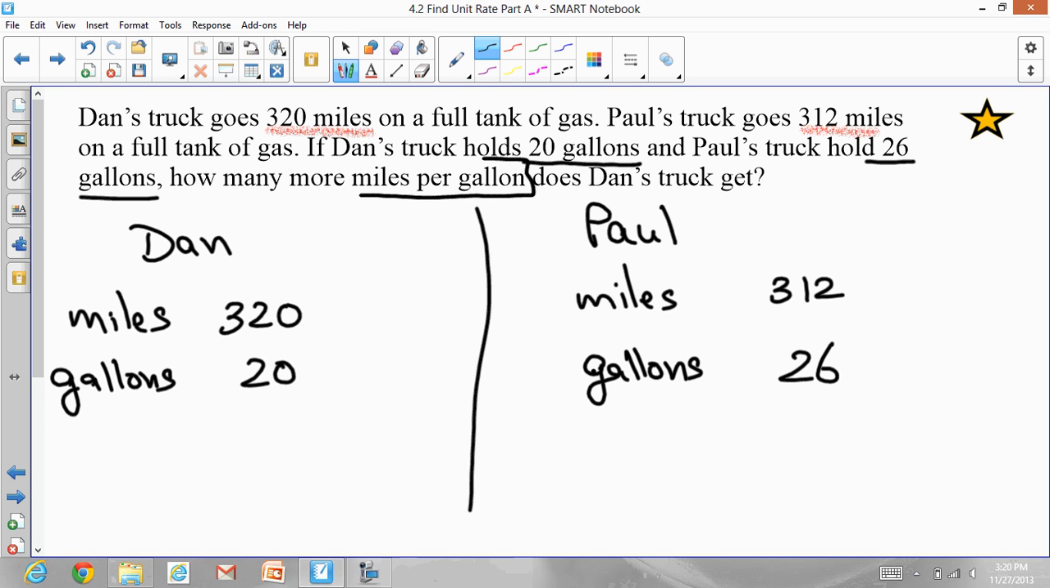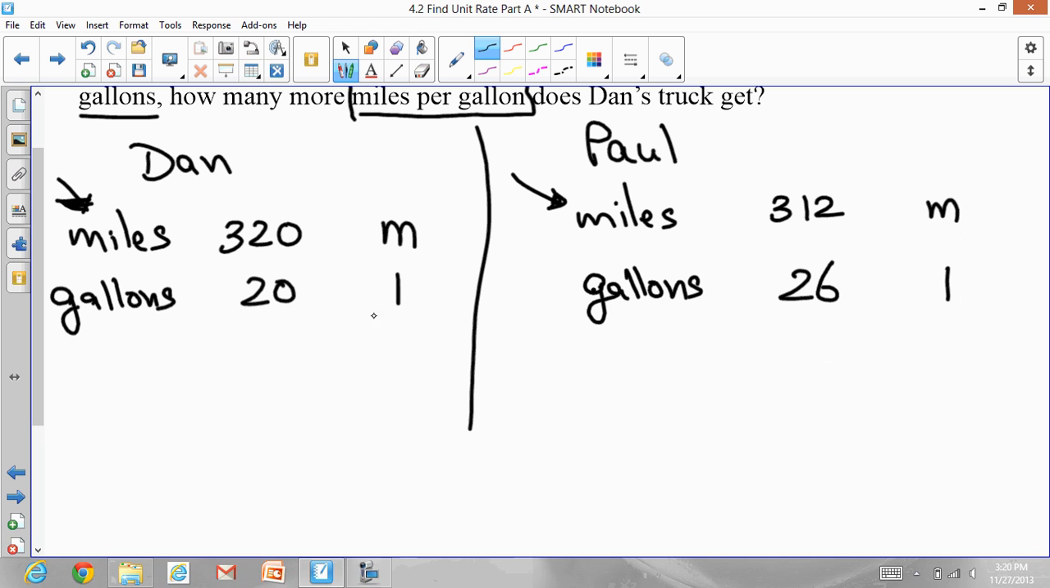So how many more miles per gallon? Make sure that you are underlining and circling this keyword, miles per gallon. How many more miles per gallon does Dan's truck get? You cannot find the miles per gallon unless you actually find the distance they are going to go for 1 gallon. So do the same thing for Dan and for Paul. The last one is your M. Make sure that you put an arrow because that is where your M is. That means you are finding the miles. So let's do the same method.